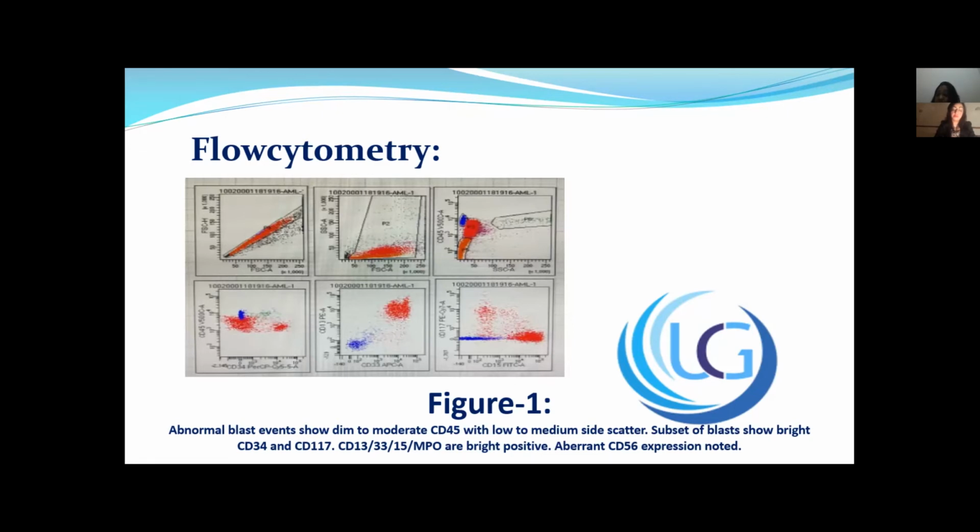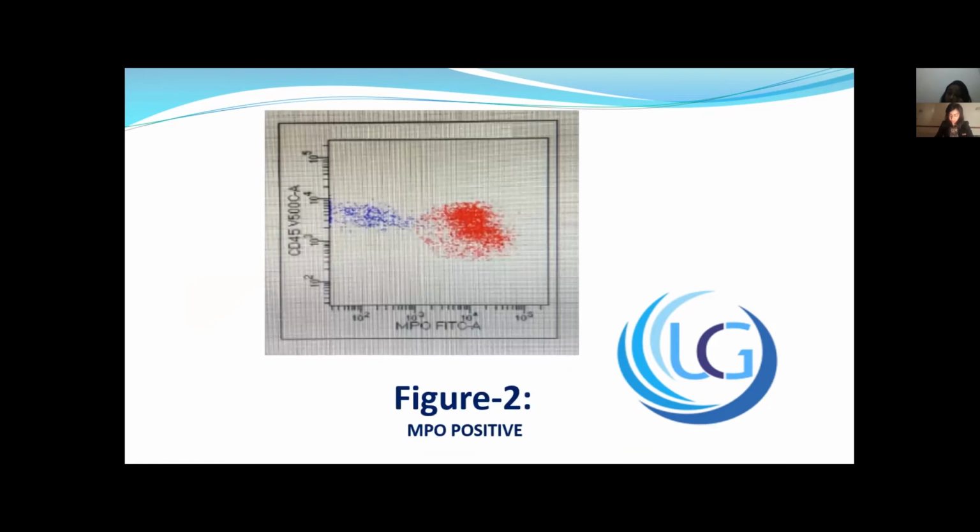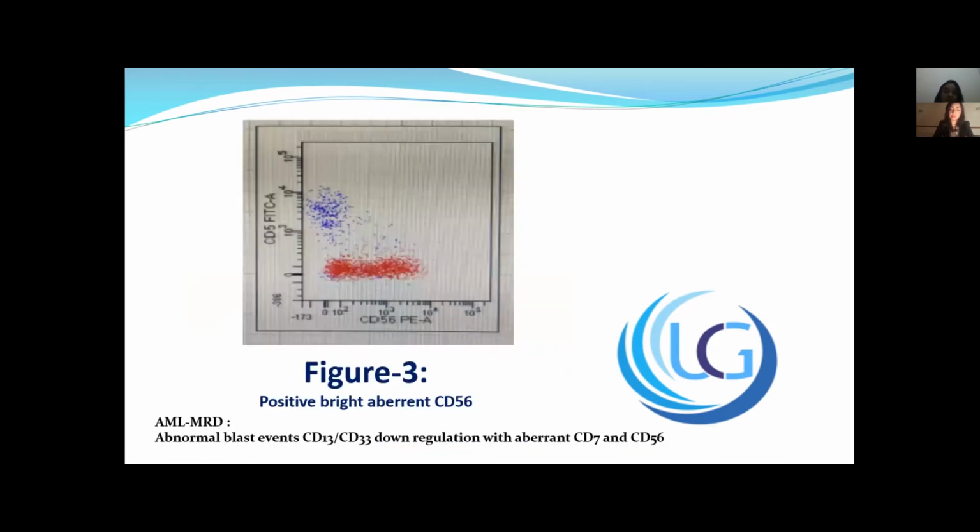CD34 and CD117 define immaturity. CD13, CD15, and CD33 define myeloid lineage. CD4, CD14, CD33, and CD64 define monocytic lineage. This is MPO positive. This is a dot plot showing positive, bright aberrant CD56. The later MRD after transplant showed abnormal blast events, 1333, with downregulation, with aberrant CD7 and CD56.